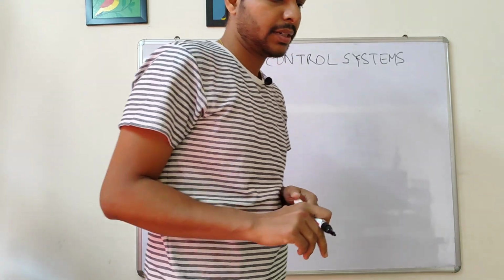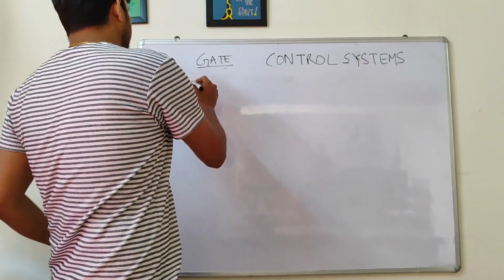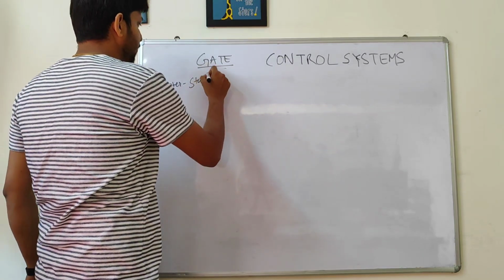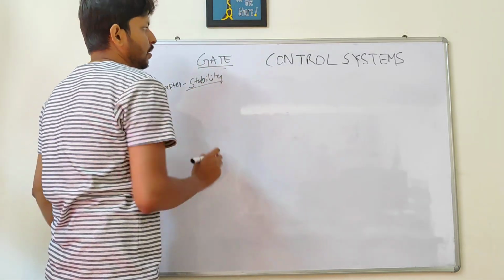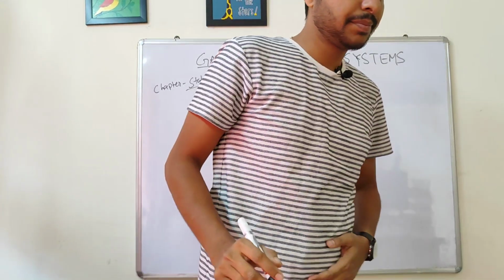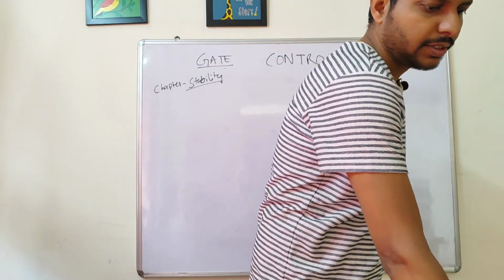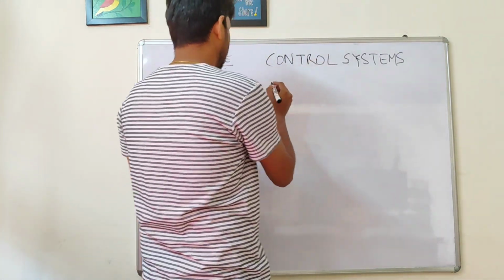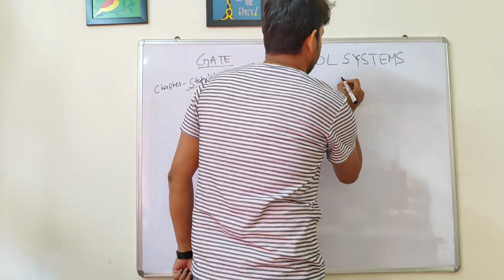Yeah, so we'll be doing the chapter stability of control systems. Okay, and the question is, there are 5 transfer functions given, so I'll write them here.